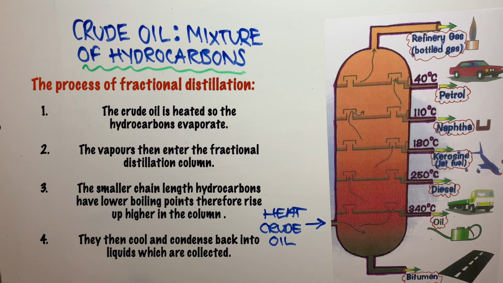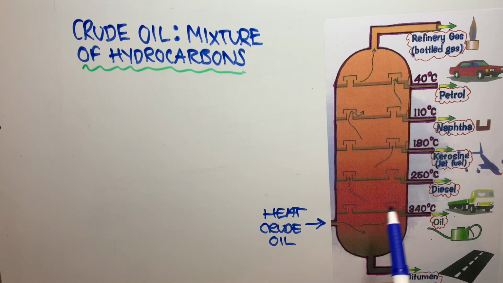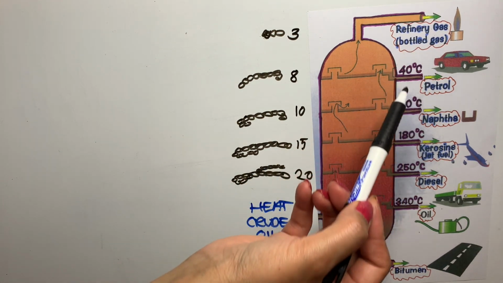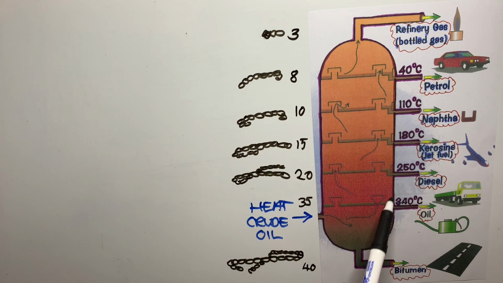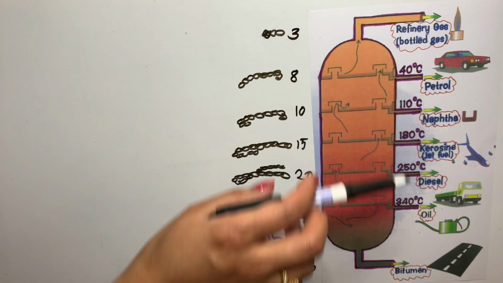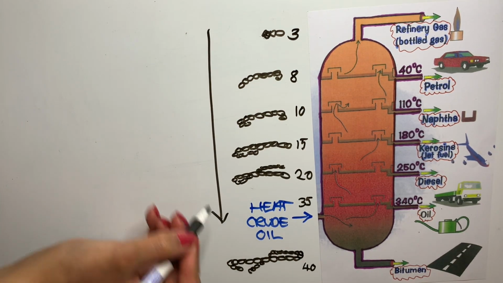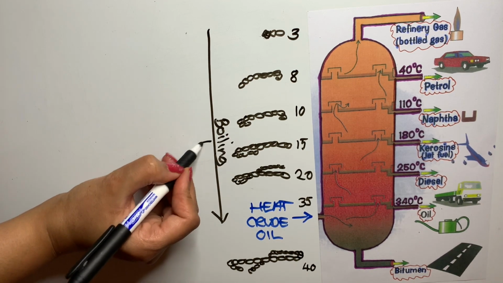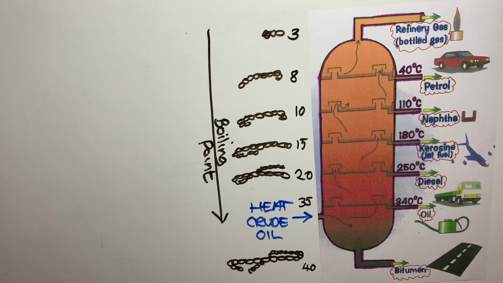So the key thing is that we are wanting to have fractions of hydrocarbons with similar chain lengths. Now, as we can see, the lowest boiling points are at the top of the fractionating column, and as the molecules become longer and longer, their boiling points increase as we go down the fractionating column. So the first trend is that the boiling points increase down the column. So I'm going to write it like this: boiling point with my arrow going downwards, which means the boiling points increase as we come down.